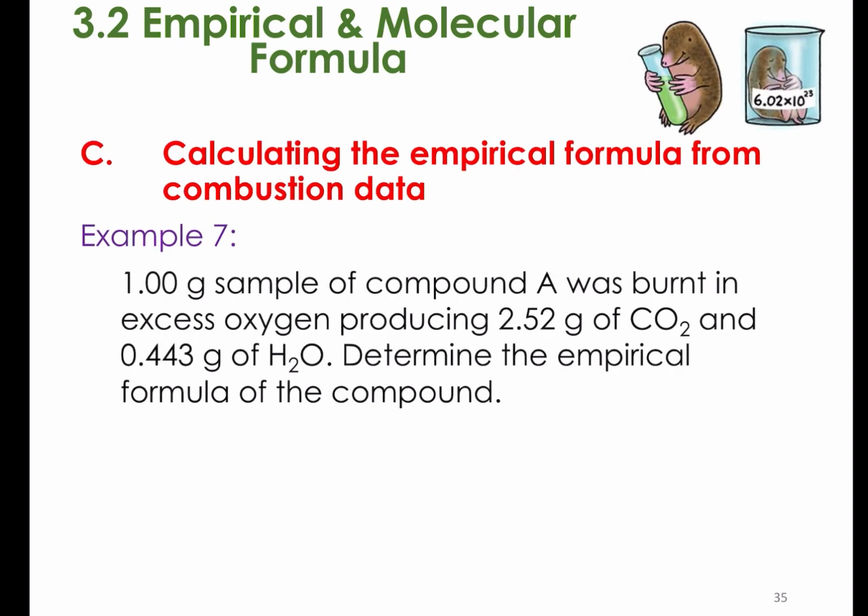So, I have one example 7, where a sample of compound with 1.00 gram was burned in excess oxygen to produce 2.52 gram of carbon dioxide and also 0.443 gram of water. And in this case, I want to determine the empirical formula for this compound A.